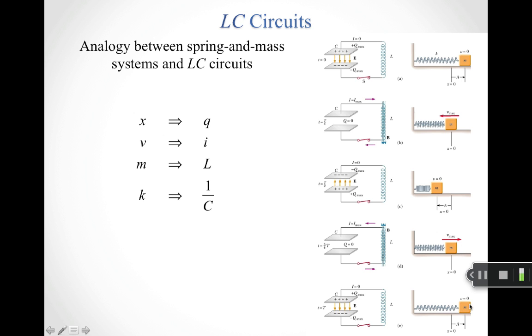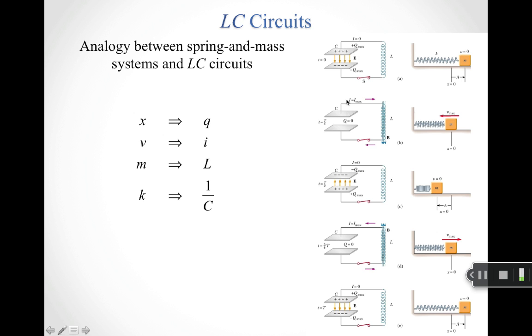Displacement is 0, and then it'll finally get back to where I started as we finish the period. So here's speed again is 0, and I'm back at the amplitude I started at. Well, exactly the same sort of thing is going on in my LC circuit. So I start with all the positive charge on this plate at t equals 0 when I close my switch.